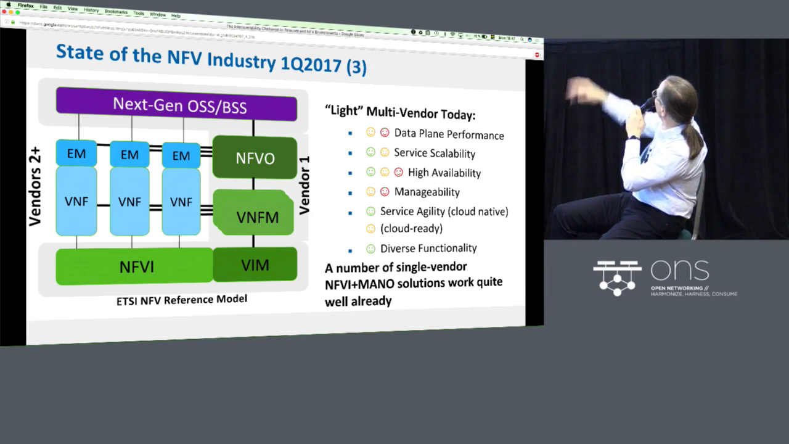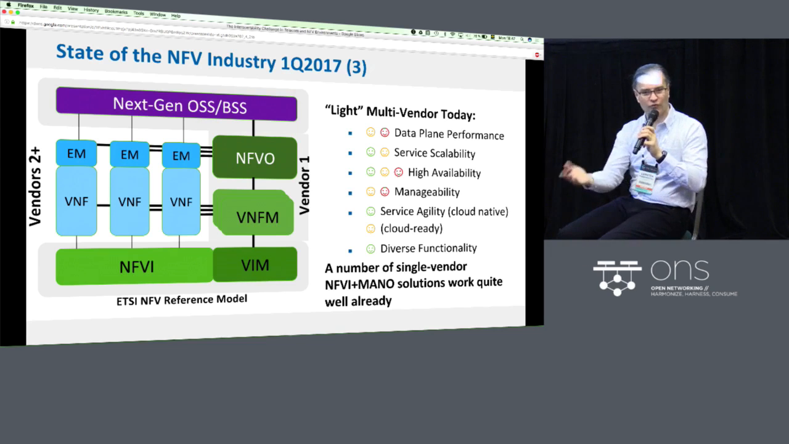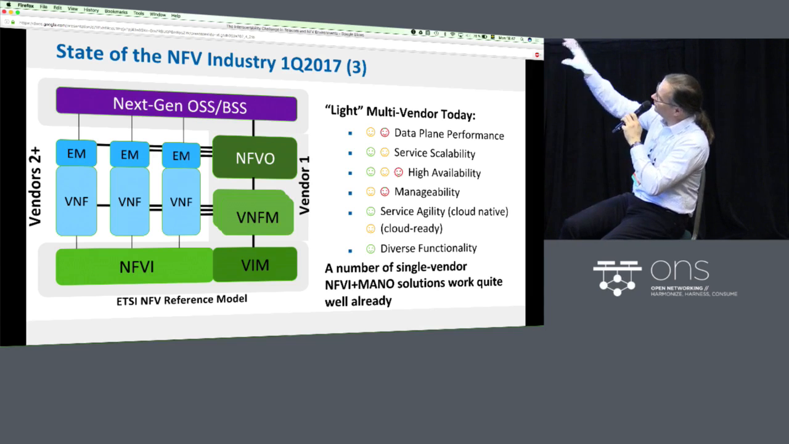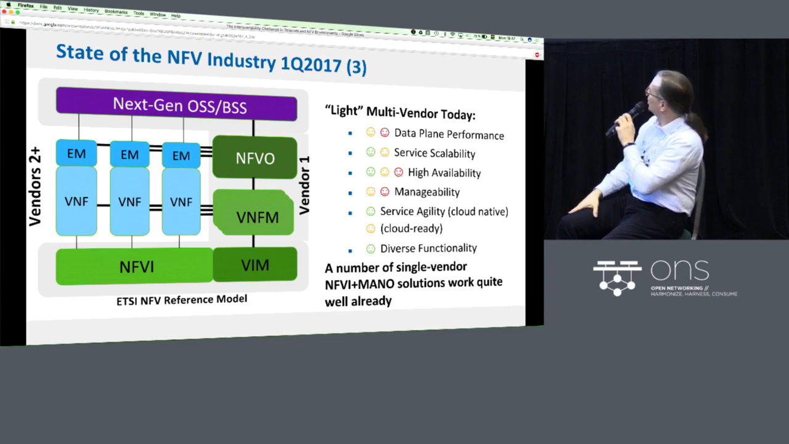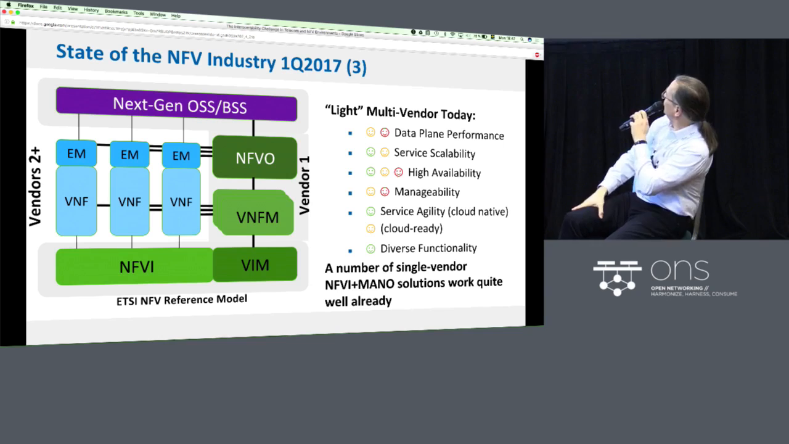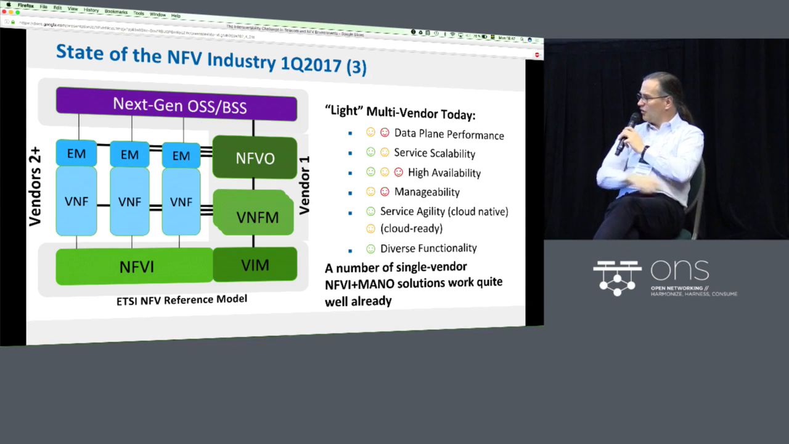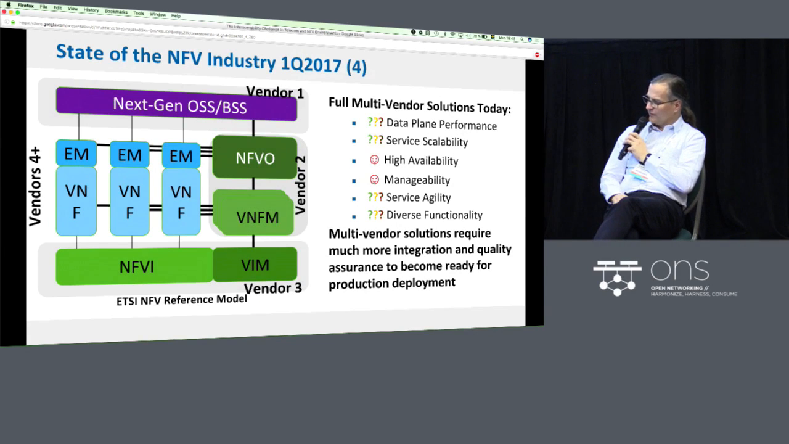Like the service agility and functionality is good because you can choose from different VNFs, but manageability might be more difficult because the element managers from different vendors have to plug in with the orchestration. And also the performance usually is a big question mark because that depends on exactly this multi-platform, multi-flavor testing to really work. And even a small change of a BIOS parameter can throw people back a couple of days in testing.